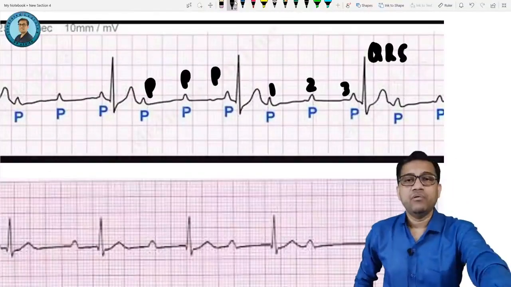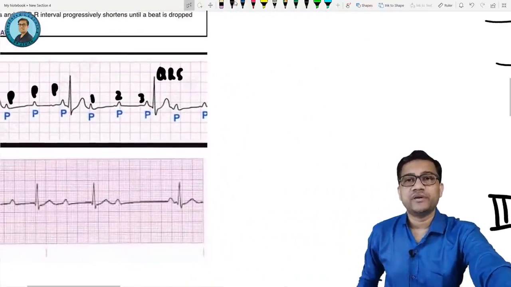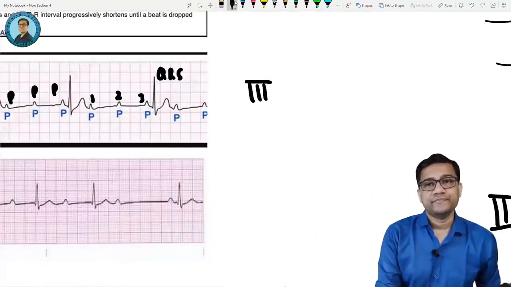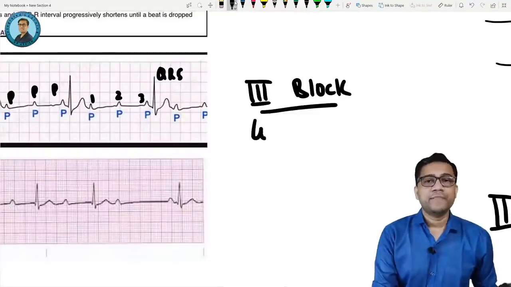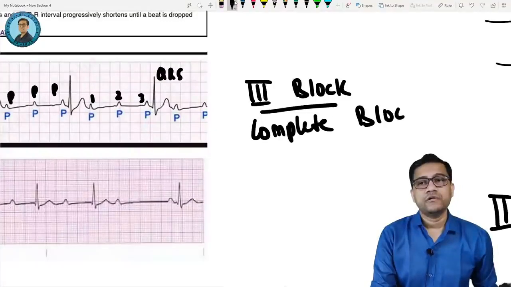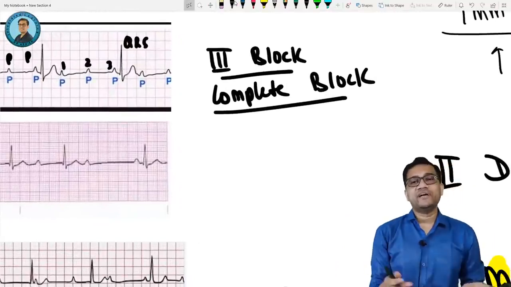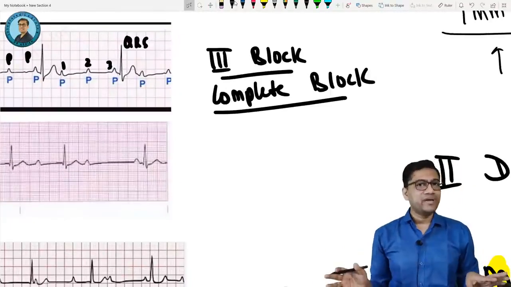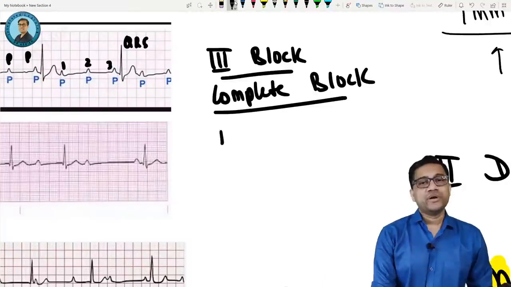Okay. Now the last is complete dissociation, third degree. It is a complete block. Now the atria and ventricle are beating independently. They will not give this in the exam. You will get P waves separate and QRS separate. So the atria and ventricle are beating separately.